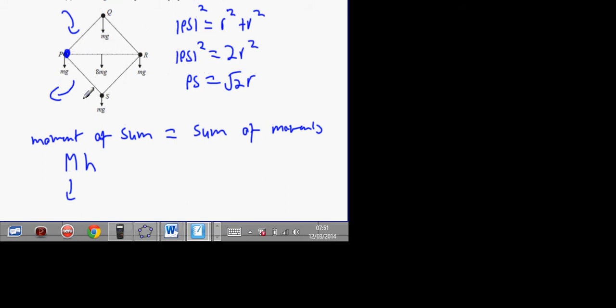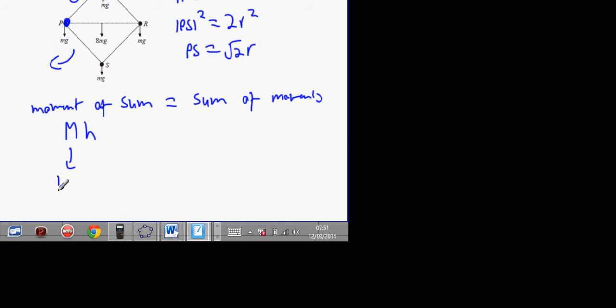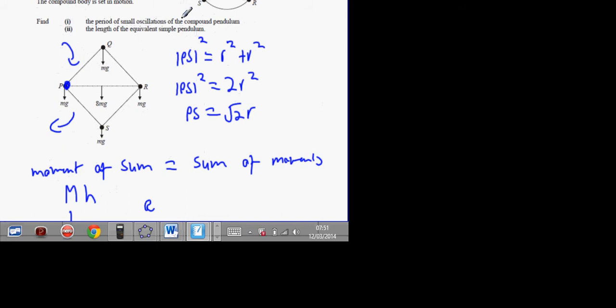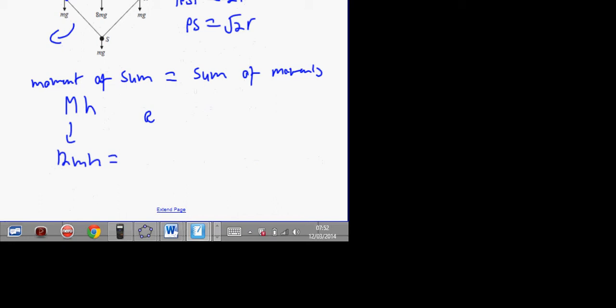Okay, now I'm going to do the sum of moments. What we're going to do first is at Q. Now the trick with the sum of the moments is it's the perpendicular distance from the fulcrum. So for example, if I go through Q right now with this green line here, how far is the green line away from P? R. So Q is going to be mgr. So the moment of Q is its weight by its distance away from the fulcrum, mgr. That's Q.